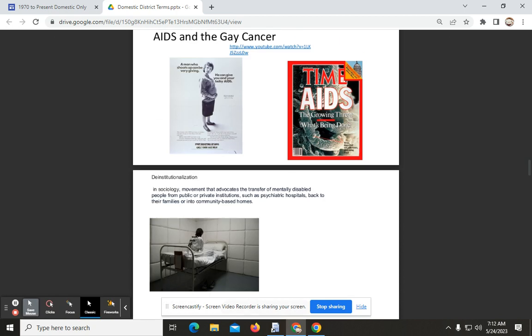AIDS and the gay cancer, another issue that angered the right. What's going on here is that the AIDS epidemic is starting to take place. Nobody quite knows where it's coming from. There was this belief that you could get this from mosquitoes, from a toilet, from using a public phone. What they did know is it seemed to be killing gay men in great numbers, which is why it got the label gay cancer.